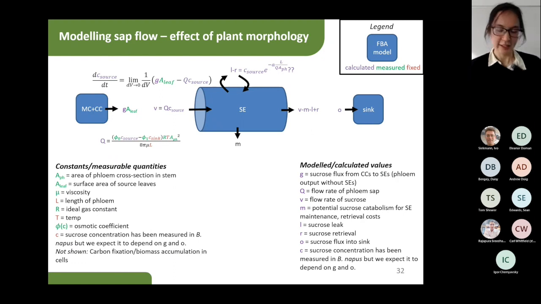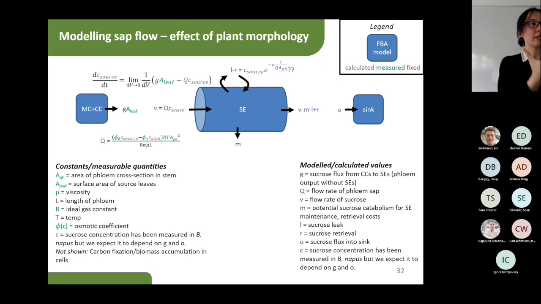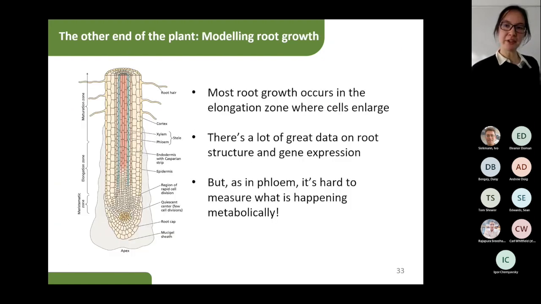I think I'd better skip through this very quickly. But suffice to say, we expect morphology to play a huge role in how efficient phloem is. And potentially, the structure of a plant could play a huge part in how efficient they are at actually producing the edible bits that we want. So it's a current project.